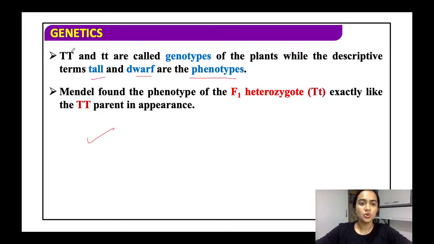All right. So basically, when we write it in such terms, these are referred to as genotypes. And the terms tall and dwarf represent its physical characters. That is why they are called the phenotypes.